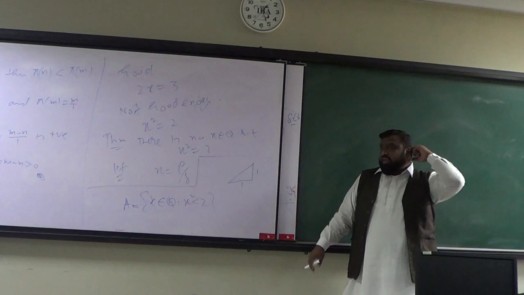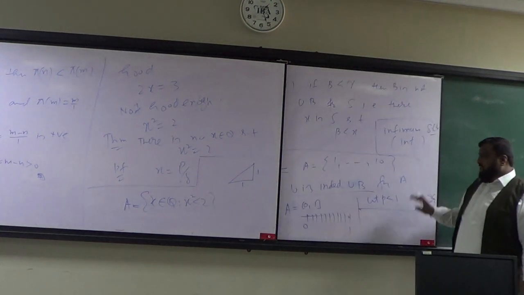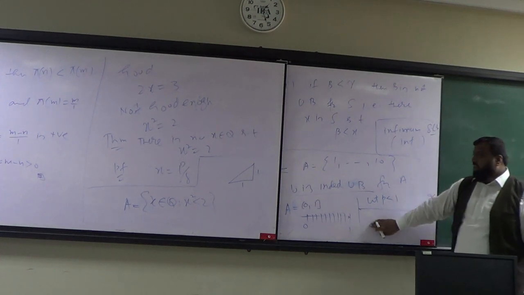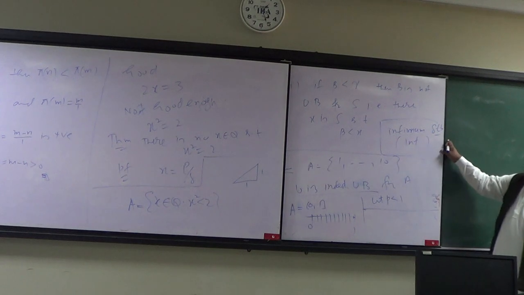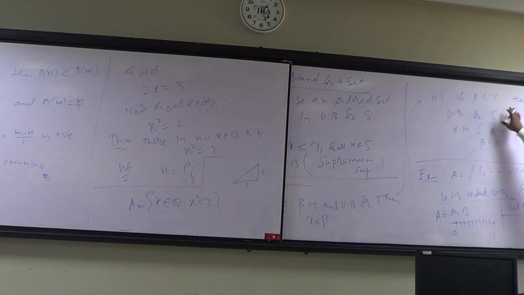Sir, I am a little bit confused. We have defined two definitions for the least upper bound. Which one are we applying? Both are equivalent actually. Yes, but which one are you applying here? I'm applying this part. In order to prove it, I'm applying this.